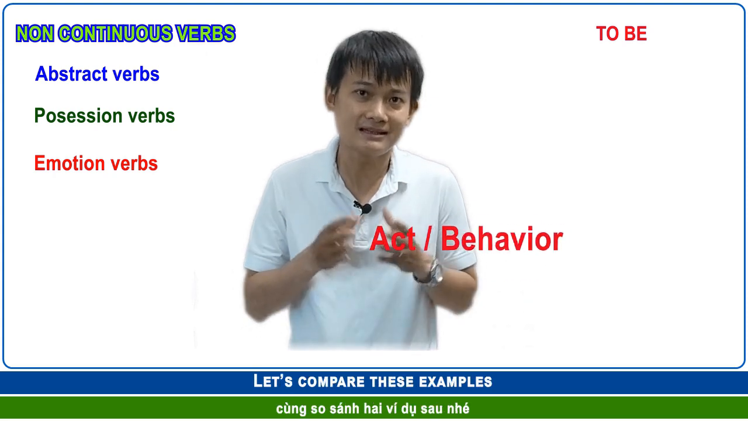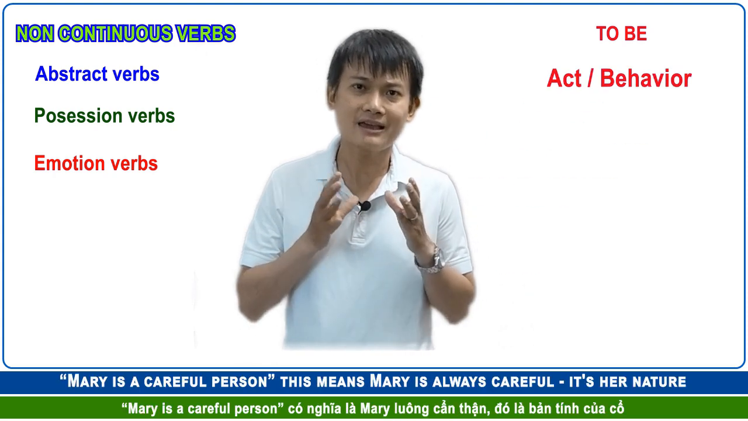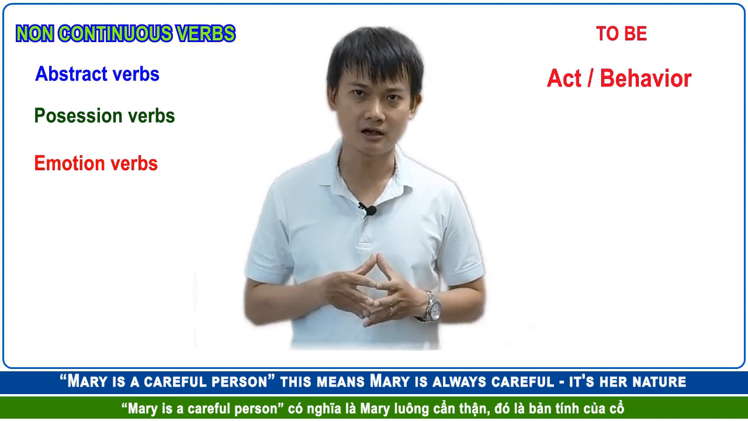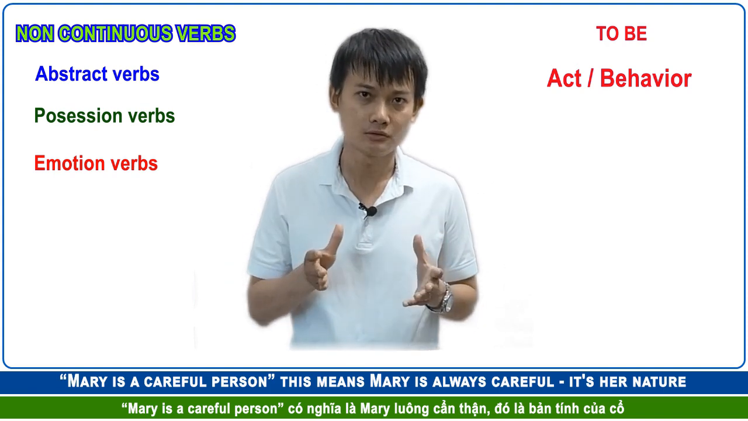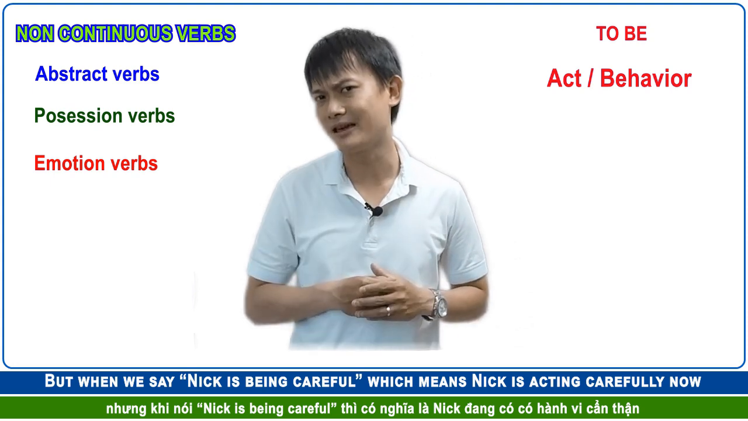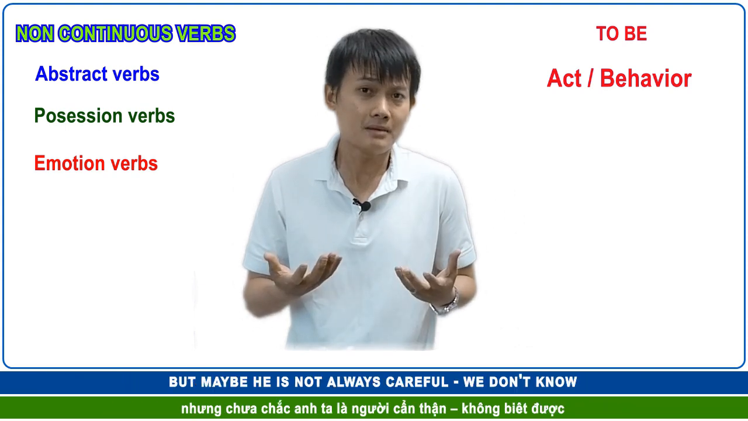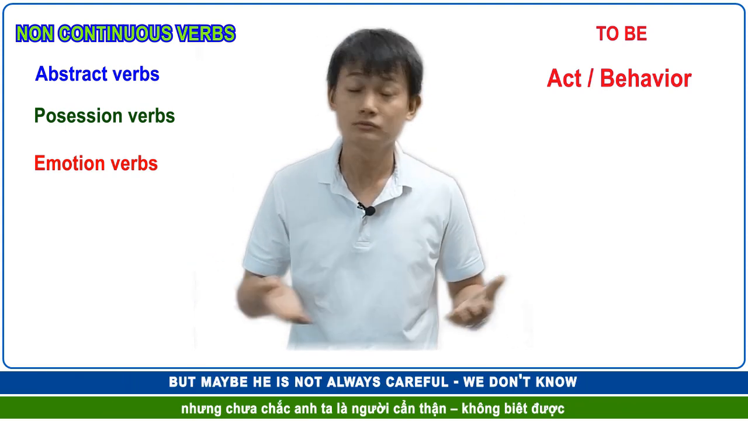Let's compare these examples. Mary is a careful person. This means Mary is always careful. It's her nature. But when we say Nick is being careful, it means Nick is acting carefully now. But maybe he's not always careful. We don't know.